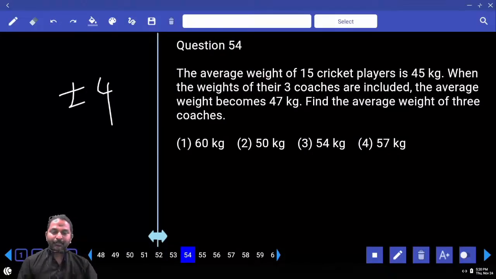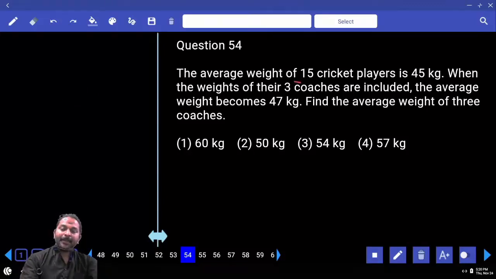54. The average weight of 15 cricketers is 45. When the weights of 3 coaches are included, the average weight becomes 47. Find the average weight of 3 coaches. Okay. How many cricket players are there? What's their initial average? Now how many people join?